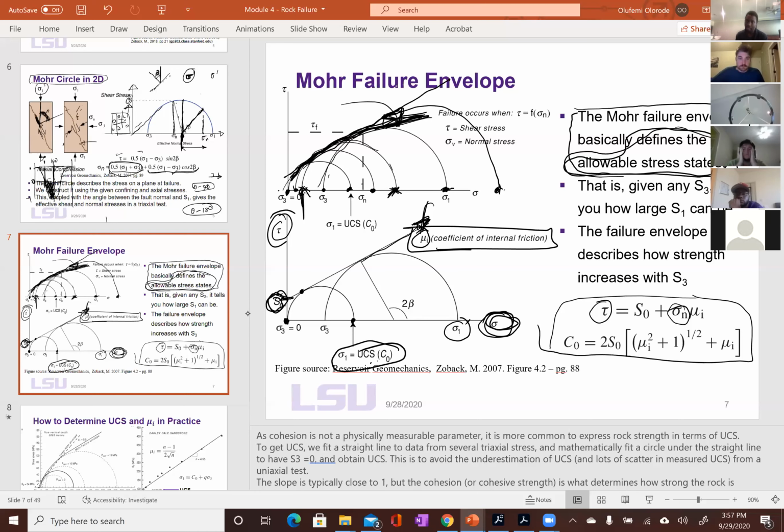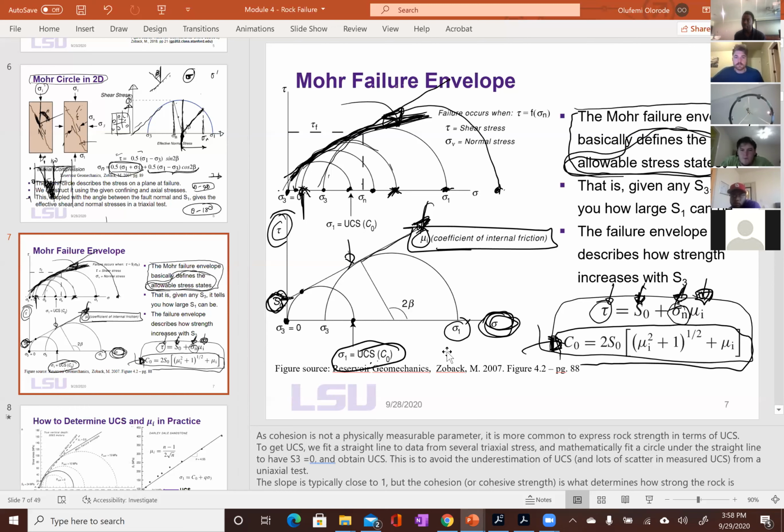So UCS is not S naught. You can get UCS, which is C0, from S naught, like shown here. And the equation of this is basically the equation of a straight line, right? Y equals, this is C or B, which is your intercept, and this is your slope, and this is your X. And again, this is for intact rock. If an intact rock wants to fail, yeah, it's going to fail along the 60-degree line. This is the equation that governs it.